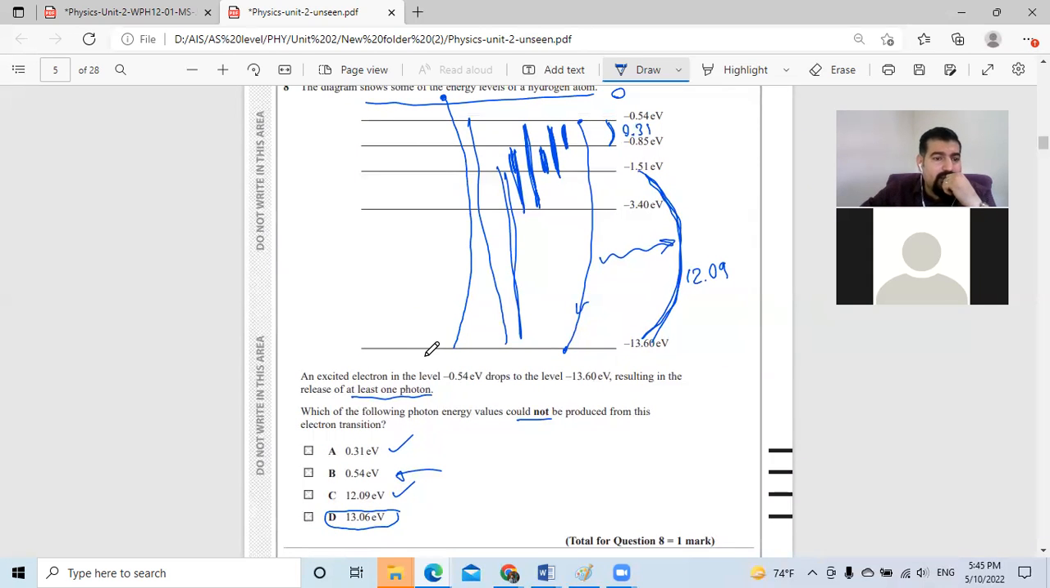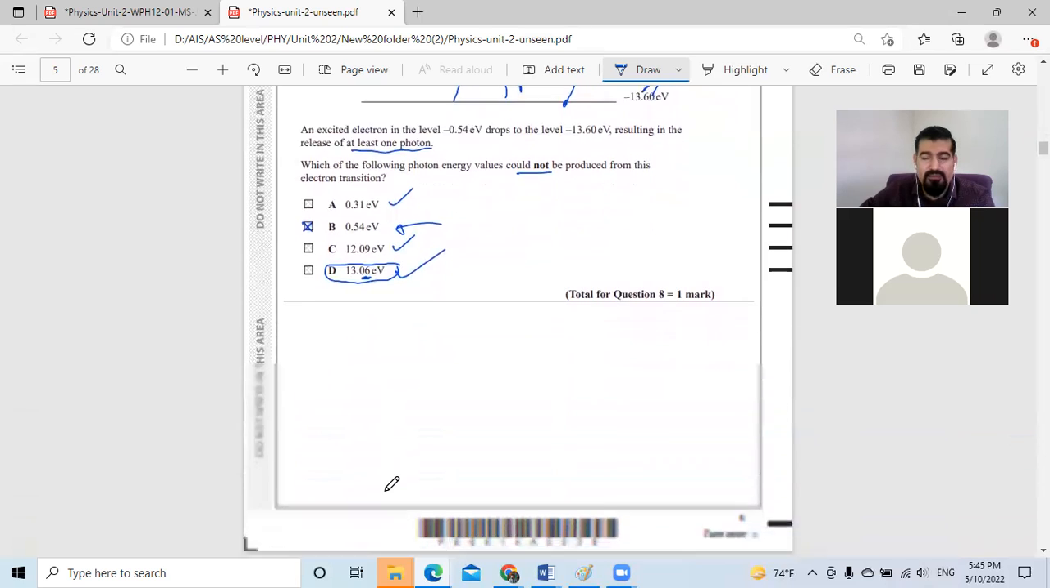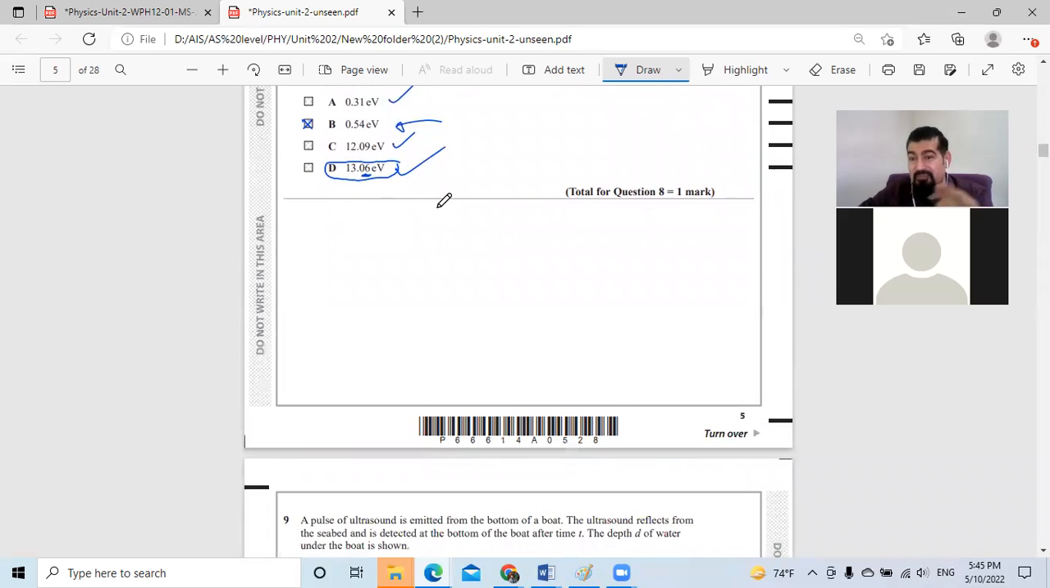From the first to the last, the difference is 13. Ah, yes, I'm sorry. My mistake. I read 13.6, not 13.06. So yes, correct. So the answer is B. Thank you, Karim.